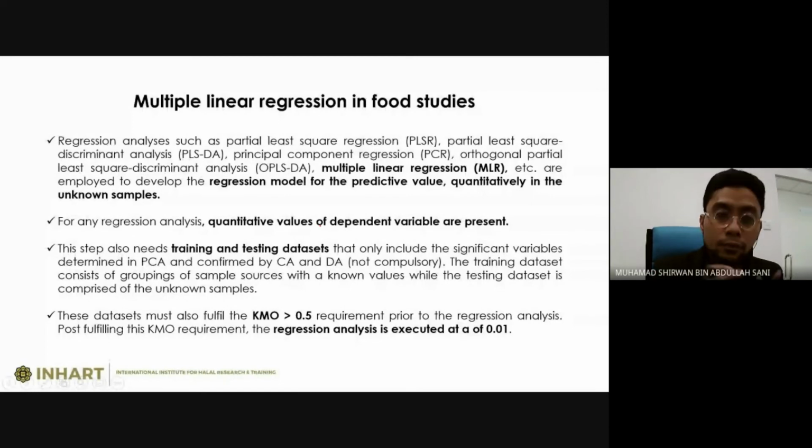So we start with the introduction. Multiple linear regression, MLR. In environmental study, they will also call it MLR. This MLR can be originated from different regression. Regression analysis, not only MLR, there are lots of regression analysis. One of them is partial least square regression, PLSR. Partial least square discriminant analysis. And then principal component regression.